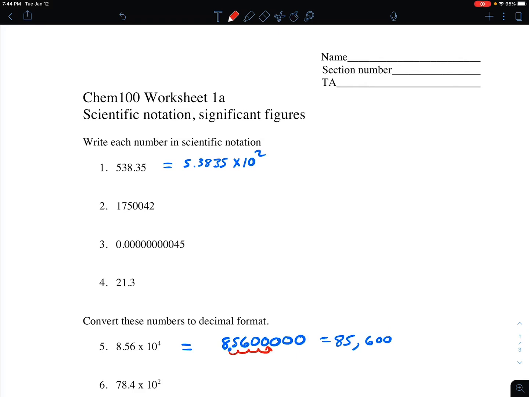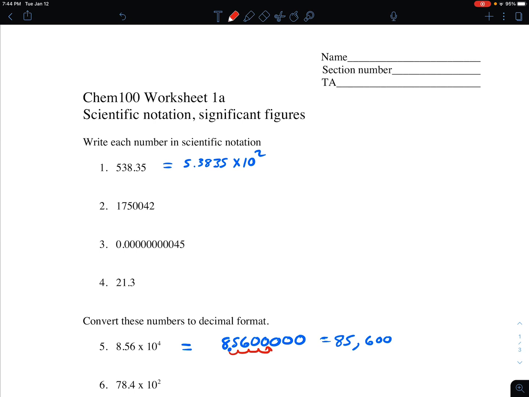Okay guys, I know there were a few questions you had about scientific notation and significant figures. So I'm going to go through just a few of the problems on this worksheet, and that'll kind of set you up to get it finished. So let's look at number one.